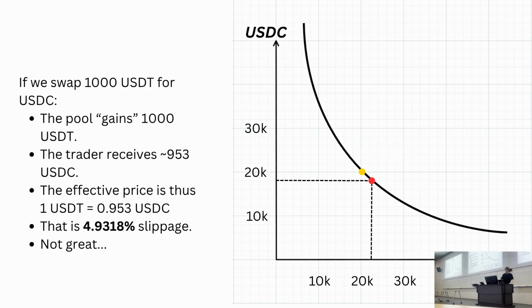So those two slides are essentially saying that if you had initial quantities of 20K of USDC and 20K of USDT, and you swapped 1,000 USDT for USDC, your slippage would be like 5%. So your effective price would be roughly 1.05, which is definitely not $1 for $1.